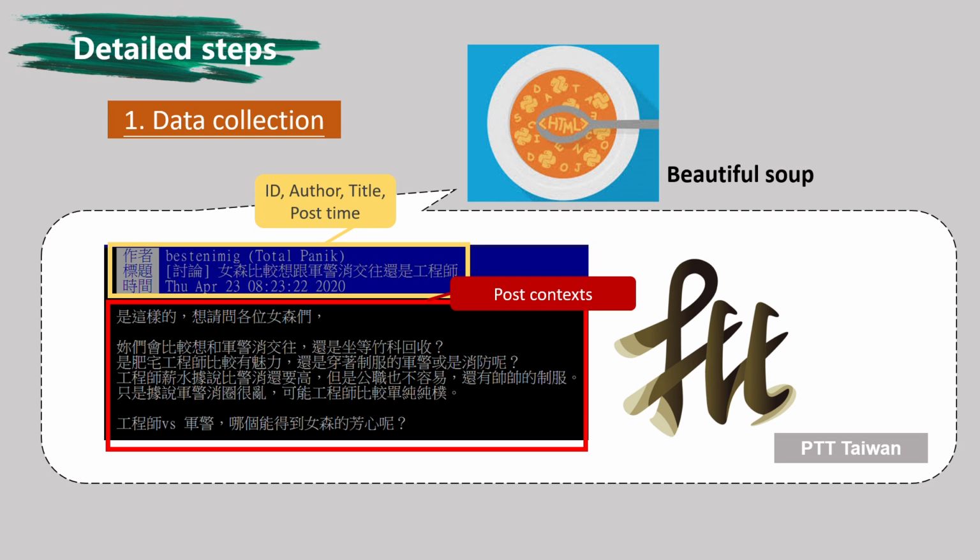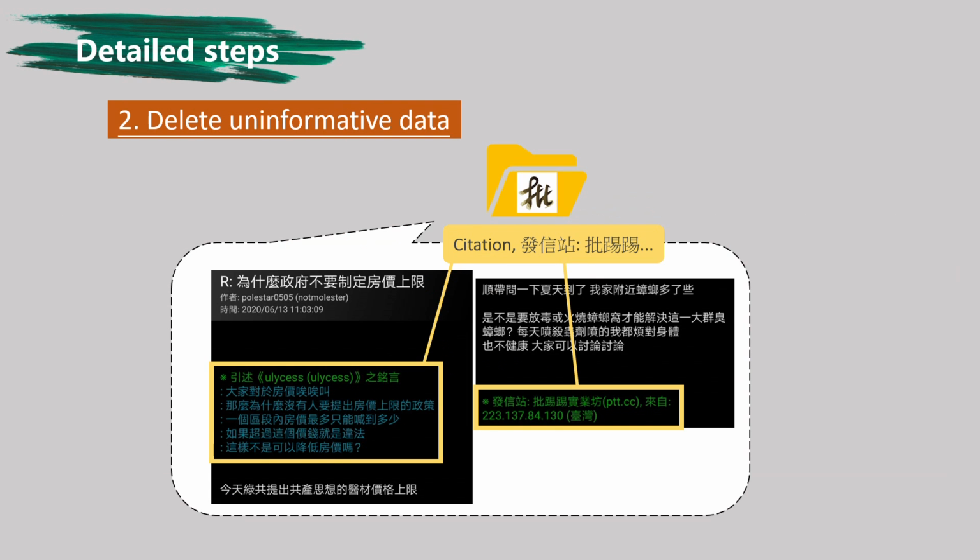The first step is data collection. We collect the data from PTT Taiwan by using the Beautiful Soup package. This package allows us to collect large amounts of data in a quick and convenient way. So, we got the author ID, their name, the title, post time, and the content of the post as our source of data. We delete the unrelated information like citations and other uninformative data to ensure the accuracy of our results.